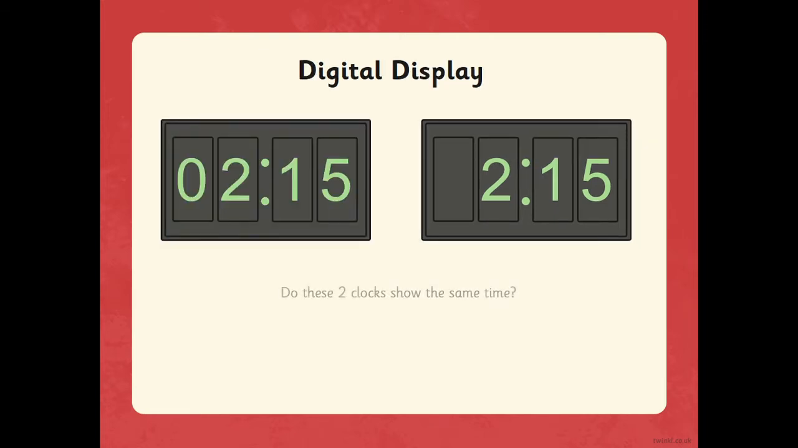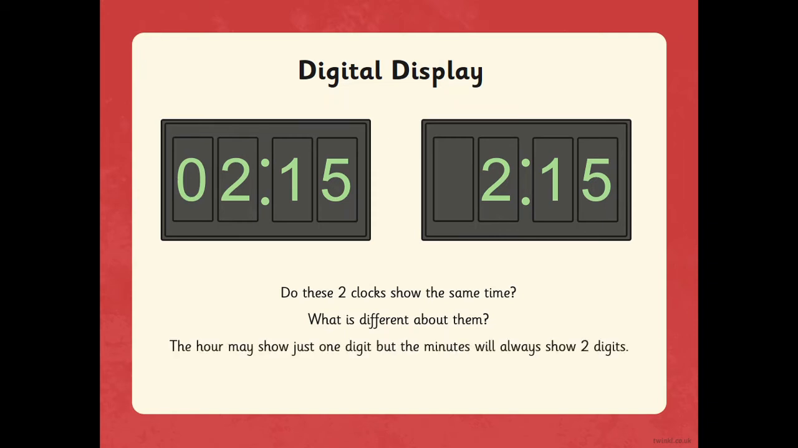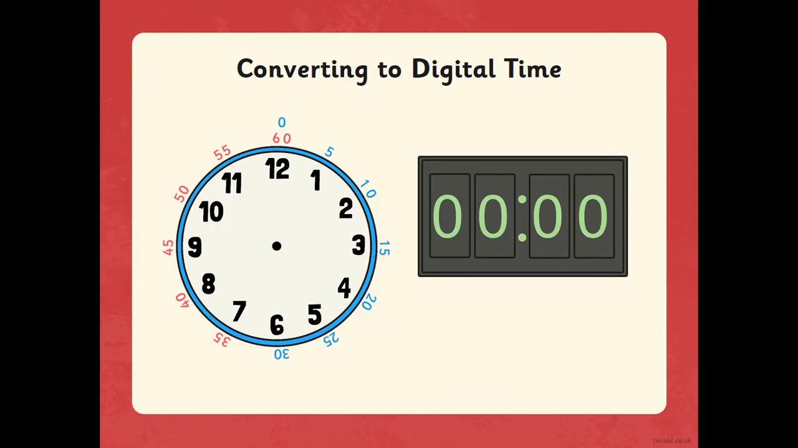Now we've got 2 digital clocks here. They're showing the same time, but what's different about them? Well, that's right. The second clock doesn't have anything in the first box for the hour. And the first clock says it's 02. Now, some digital clocks may only show 1 digit in the hour time, but they will always show 2 digits for the minutes. So let's have a look.